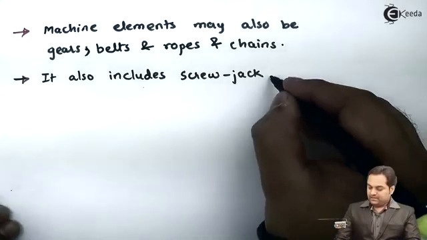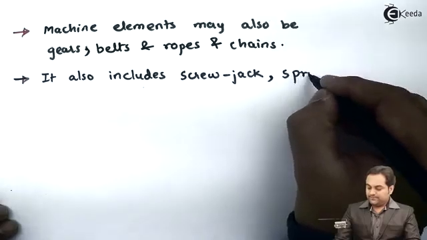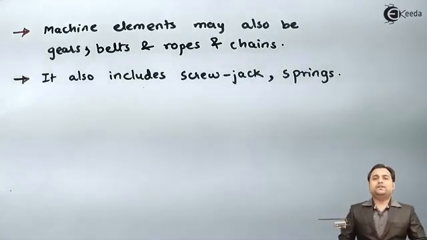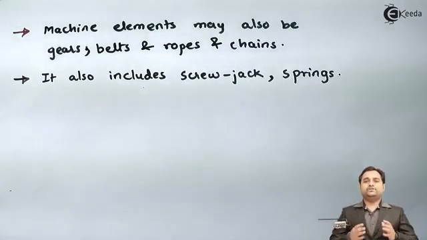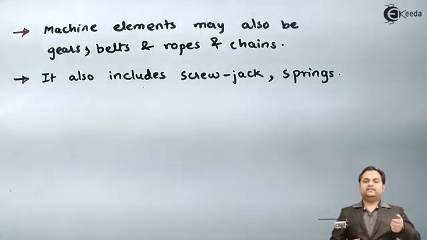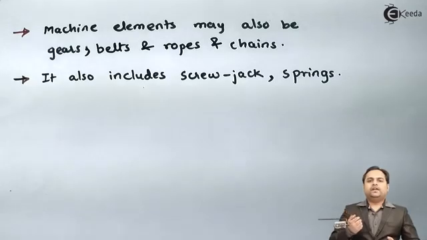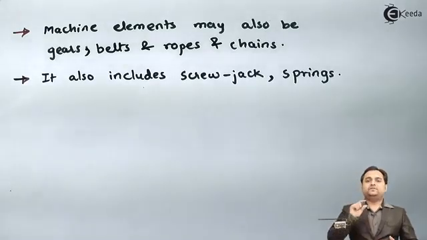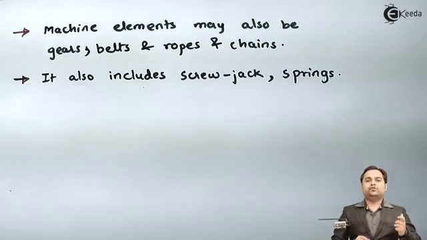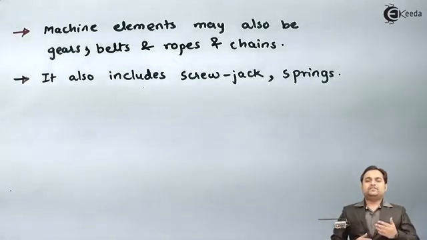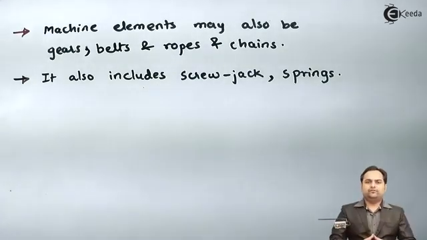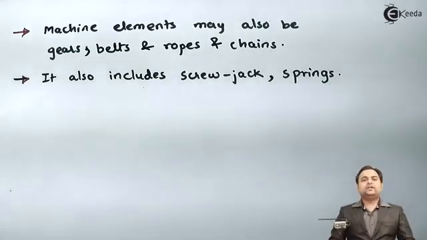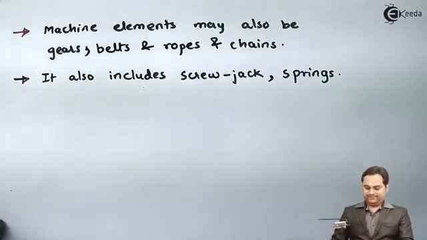Next, after the screw jack, even springs. We all know we have seen springs in day-to-day applications, and they are also designed with the knowledge of machine design. For example, the spring of a ballpoint pen, if it has a push button, has a spring. Next, we have springs in watches. It is present in the suspension of bikes, and in the suspension of cars and other vehicles. Those springs are also designed with the knowledge of machine design.